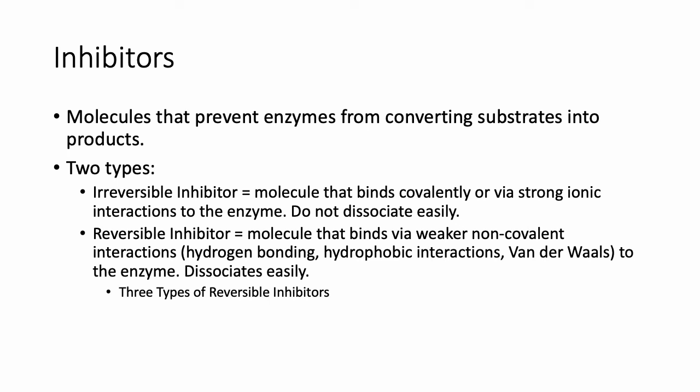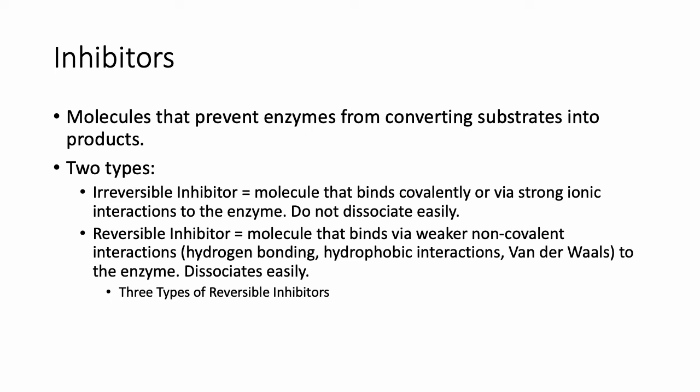Inhibitors are molecules that prevent enzymes from converting substrates into products. There are two main types. Irreversible inhibitors are molecules that bind covalently or via very strong ionic interactions to the enzymes. They are very tightly bound and thus they do not dissociate easily.